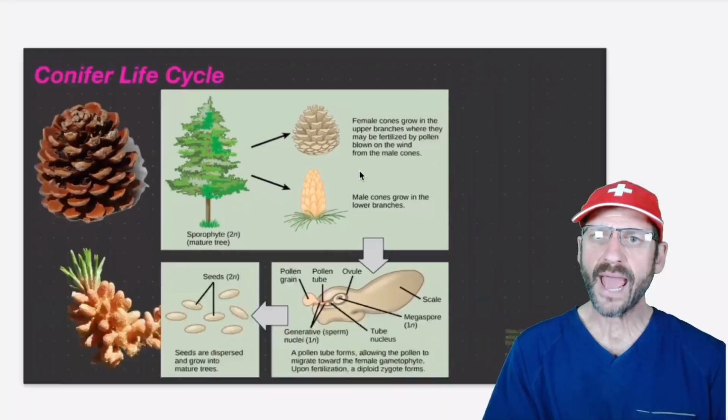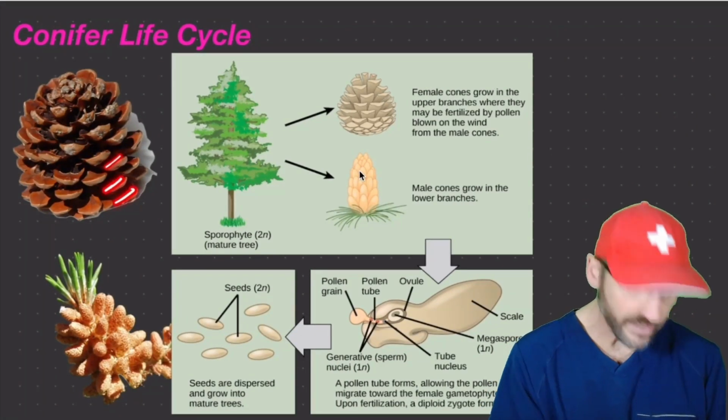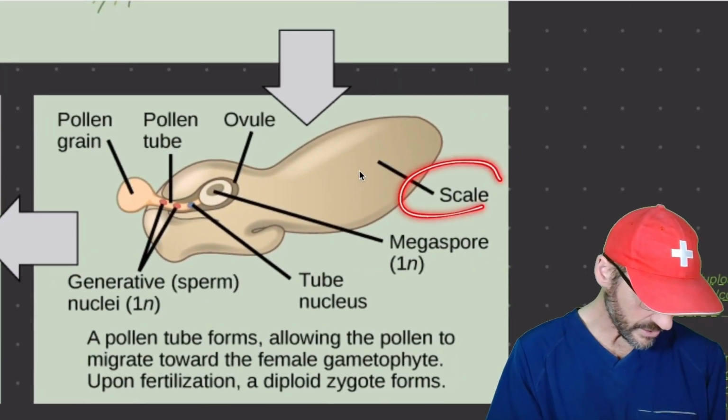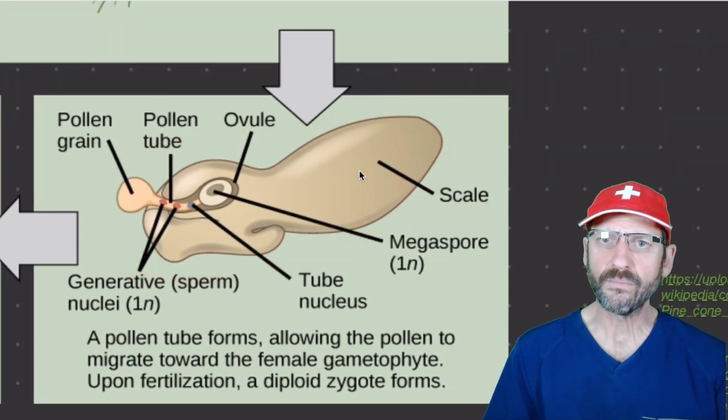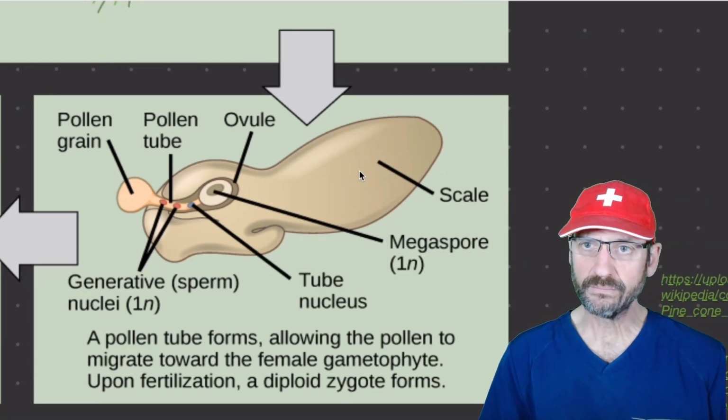Female cones have scales on the inside. And you can see they're inside here. And here you can see a scale. This whole thing is a scale. They hold 2 ovules per scale.